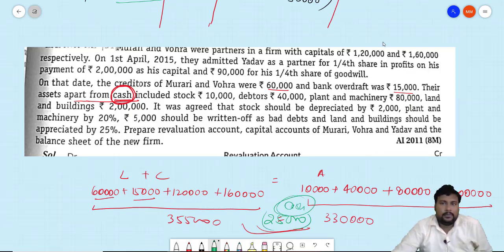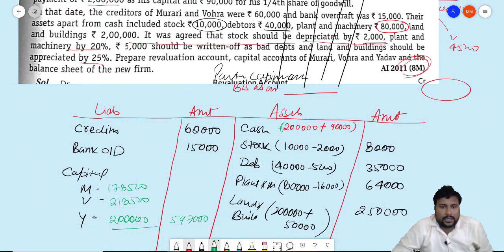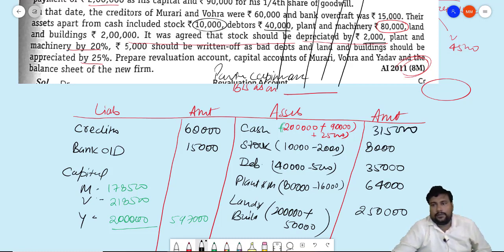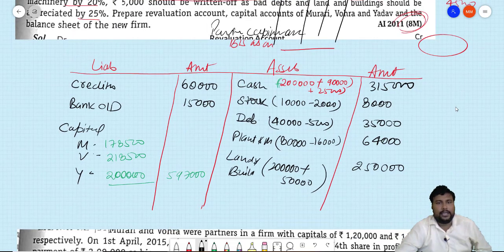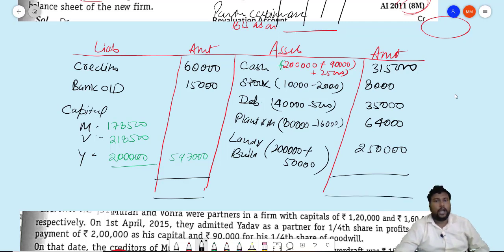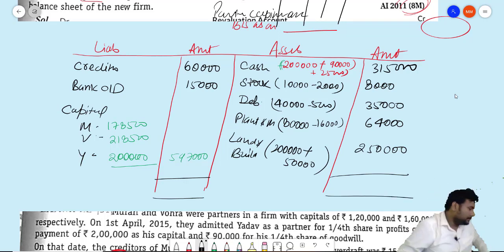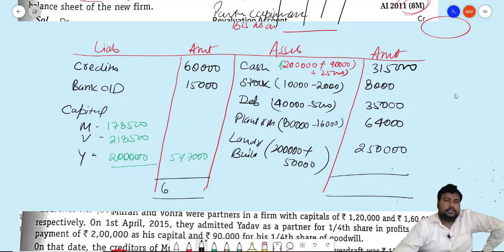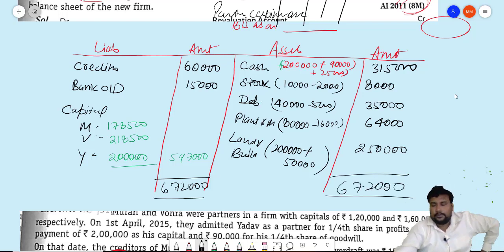Chalo ji, the work is done, now come back to our question. Here, beta, we will add 25,000 of cash. And now the total will be how much? It will be 3,15,000. Now take the total of each and every one. So the total is how much? Find out. Six lakh seventy two thousand.